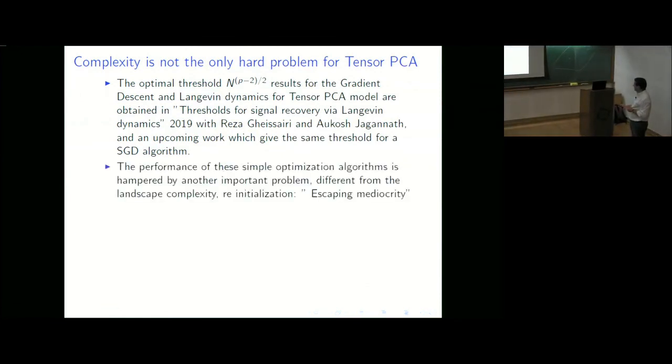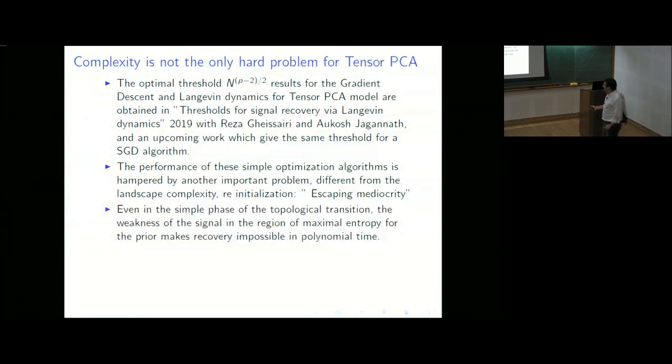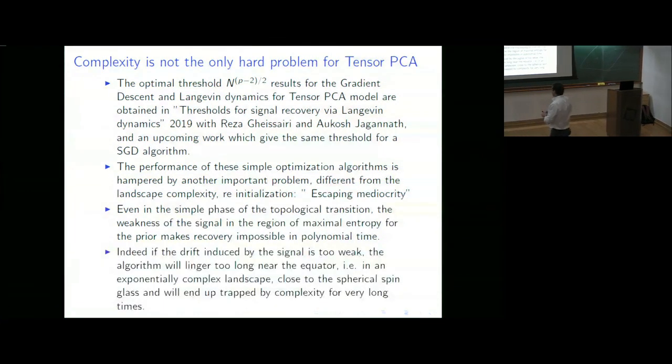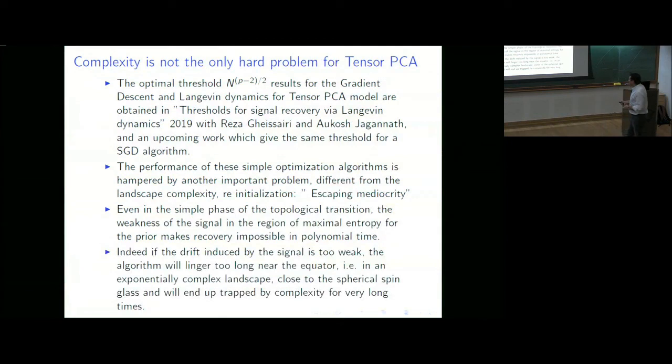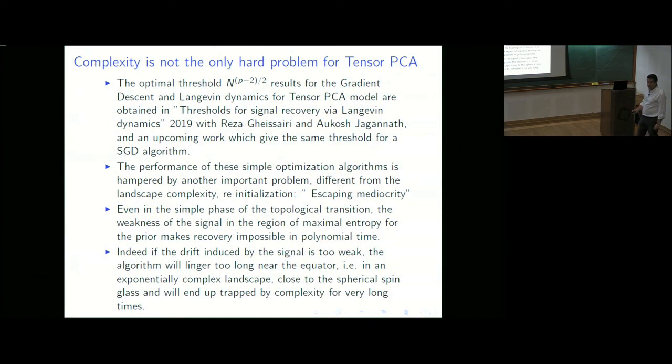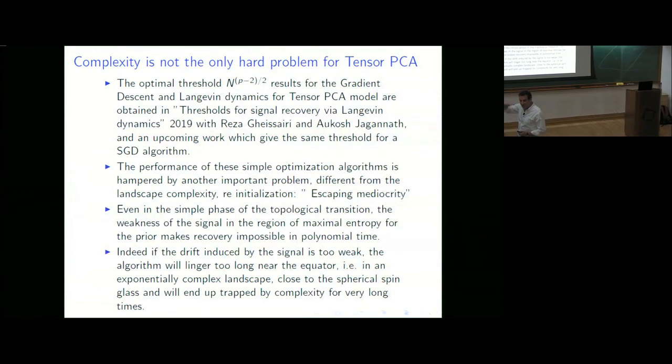That's what I was explaining. All these simple optimization algorithms are hampered by this problem, escaping mediocrity. So it's really important that, even in the simple phase of the topological transition, the weakness of the signal in the region of maximal entropy makes recovery impossible in polynomial time. So this is what I was saying, the drift is too weak. And if you wait too much time along the equator, you will end up trapped by the complexity for a very long time.